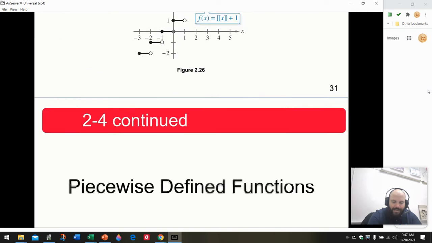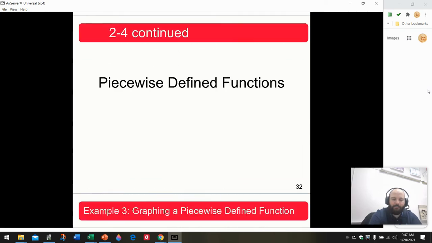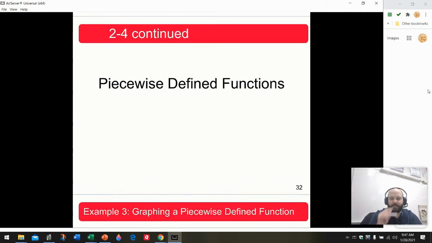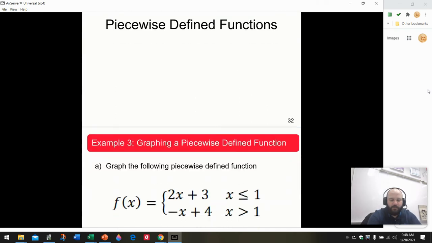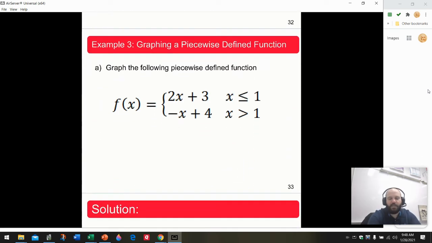Okay, so the next thing that we need to discuss is what a piecewise defined function is. Now, I said in a previous video that there's another name that some teachers will refer to these as. They will call them split domain functions. Split domain functions are probably a more descriptive name of the function, but most textbooks and most teachers will call these piecewise defined functions.